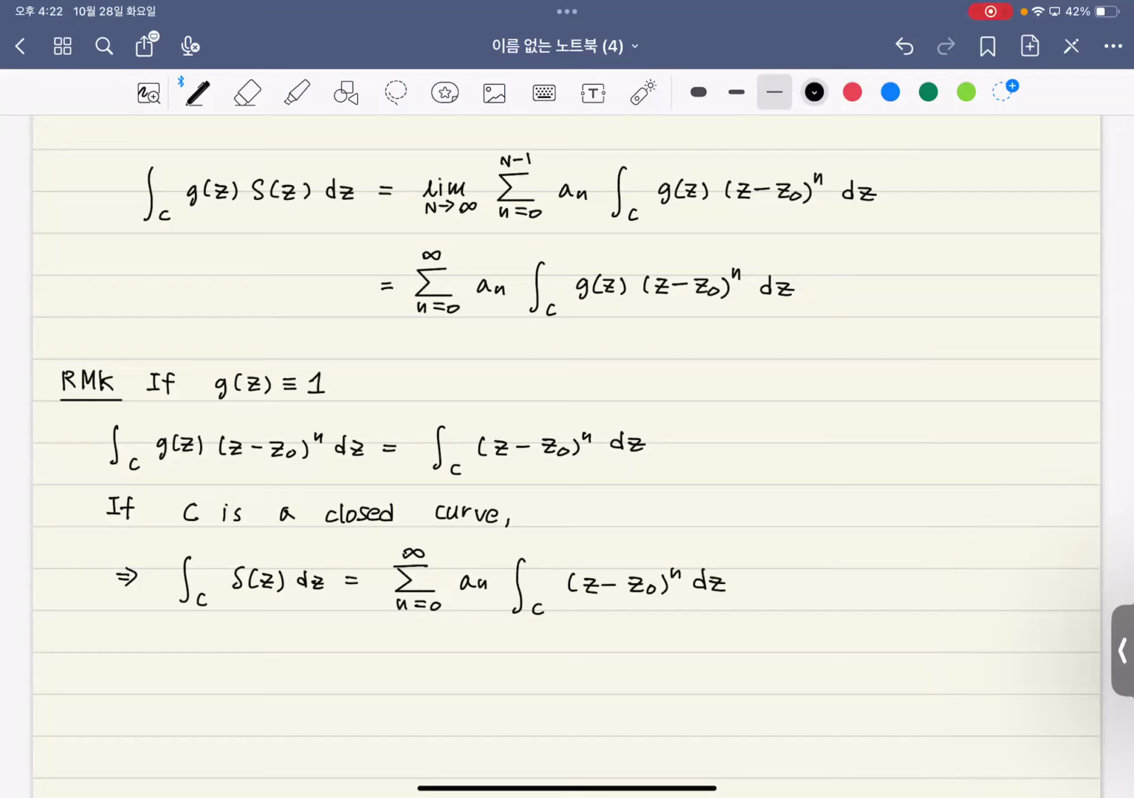Since we are assuming C is a closed curve, and this is just an analytic function, if you take a closed curve integral over an analytic function, then the answer must automatically be 0, right? So this equals 0, so everything equals 0. For the right-hand side, this equals 0, right?